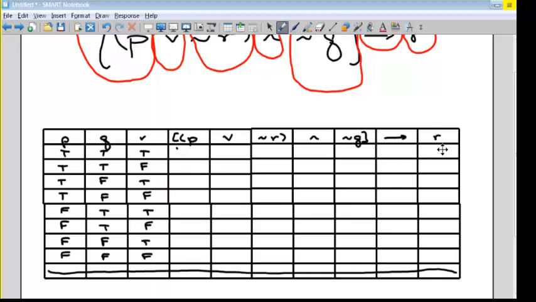Okay, now we go to these 4 columns, the ones that are either the letters or the negation of the letters. So here I just have P, so I'm going to copy exactly down what's in the P column.